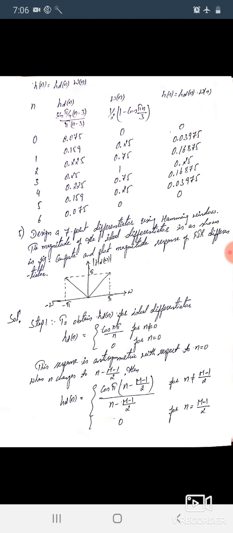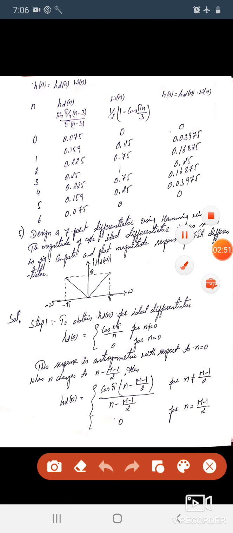Next, on to the next problem. In this case, let us see what they asked. Design a 7-point differentiator using a Hamming window. The magnitude of the ideal differentiator is shown in the figure.